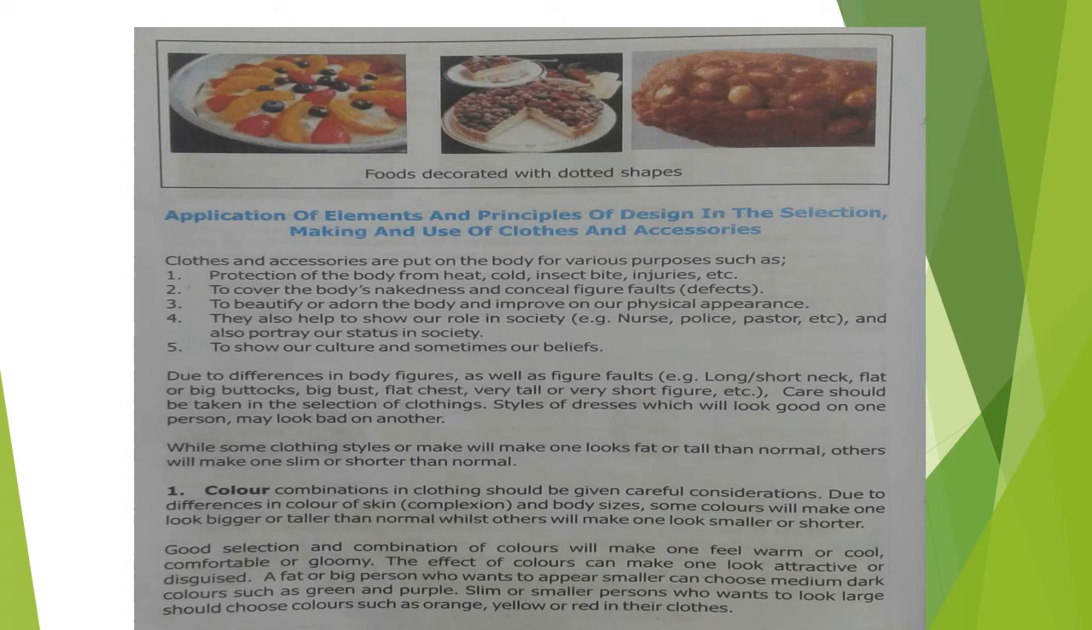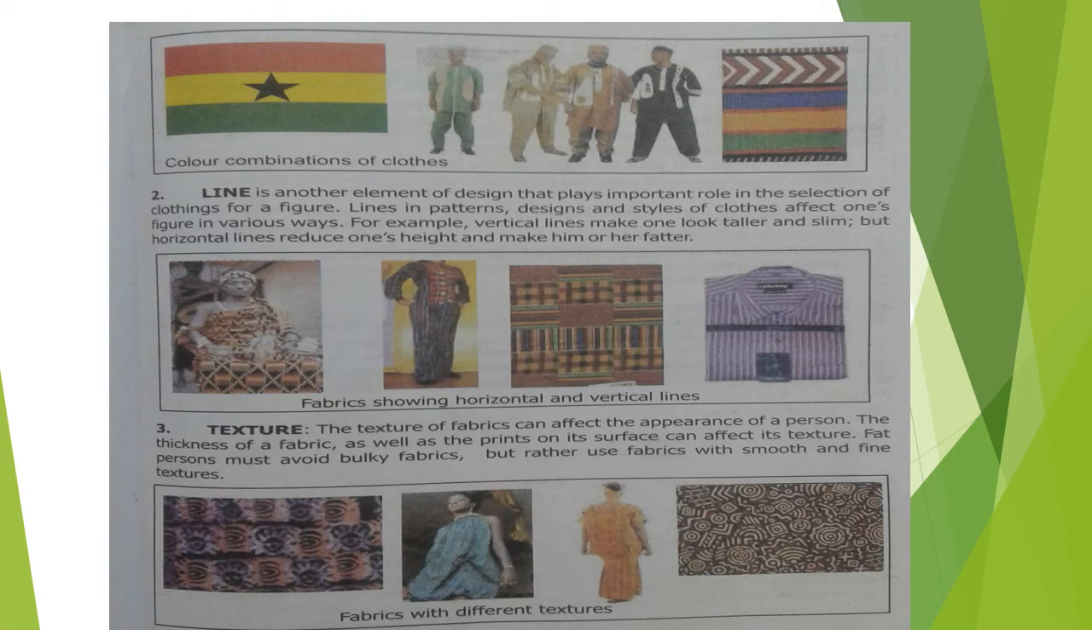A fat or big person who wants to appear smaller can choose medium dark colors such as green and purple. Slim or small persons who want to look large should choose colors such as orange, yellow, or red in clothes. Just look at it carefully, the color combinations which have been used in the clothing. That's the flag of Ghana. It's made up of red, yellow, green and black. Look at the men over there and the other fabric over there.